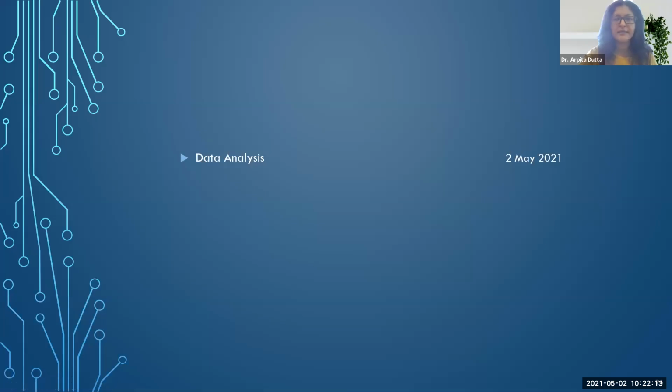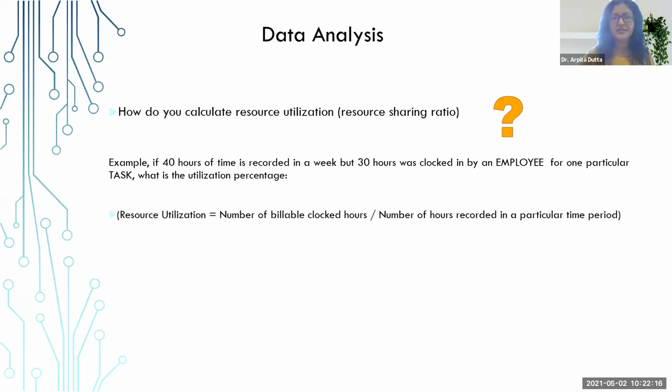So we have discussed this. Today, we are again going to solve the continuation of that problem. So this was the problem that we were discussing before we wrapped up in the last class. Okay, so how do you calculate? You have pen and paper? Please bring a pen and paper in front of you. How do you calculate resource utilization, resource sharing ratio? If 40 hours of time is recorded in a week, but 30 hours was clocked in by an employee for one task, what is the utilization percentage? This we already solved. This is the formula, and this is what we found.